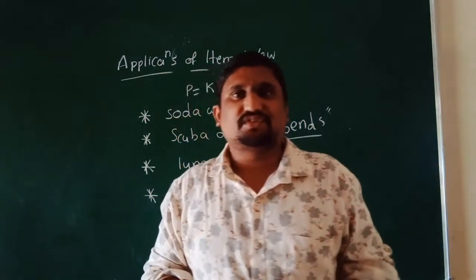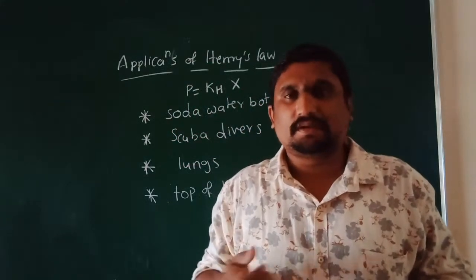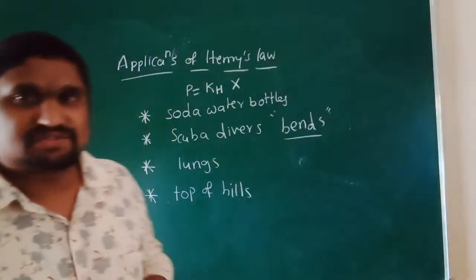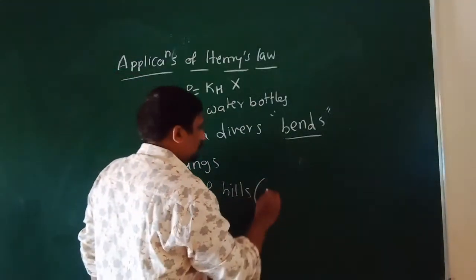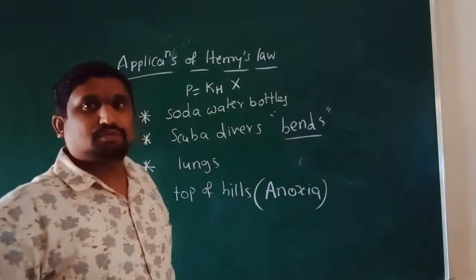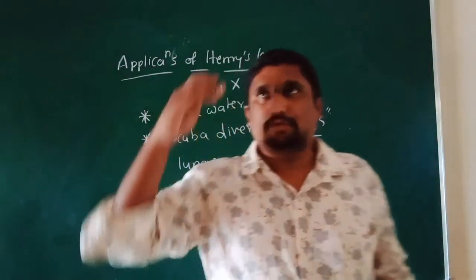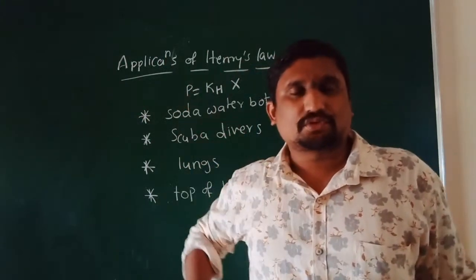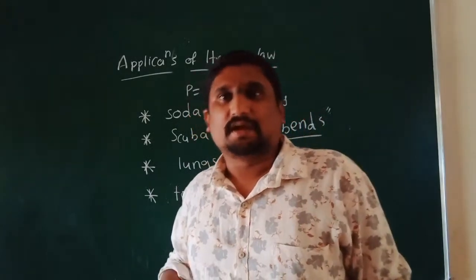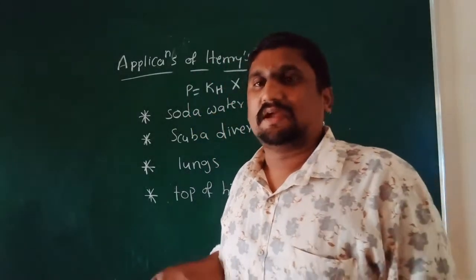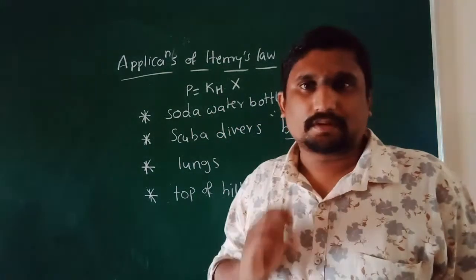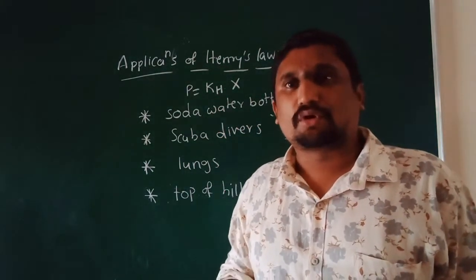If the person is not getting sufficient oxygen, he cannot think properly and he will become very weak also. That condition is called anoxia. So this anoxia condition you can observe in those persons who are climbing to the top of a hill. Top of a hill means pressure is less, so solubility of oxygen gas in the blood is also less. Our body is not getting the sufficient oxygen required for carrying out metabolic activities. Hence the person will become very weak and cannot think properly. This condition is called anoxia.